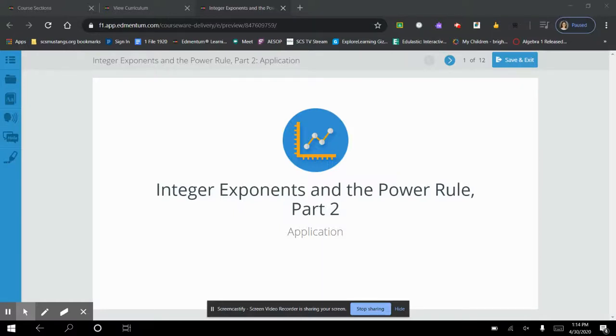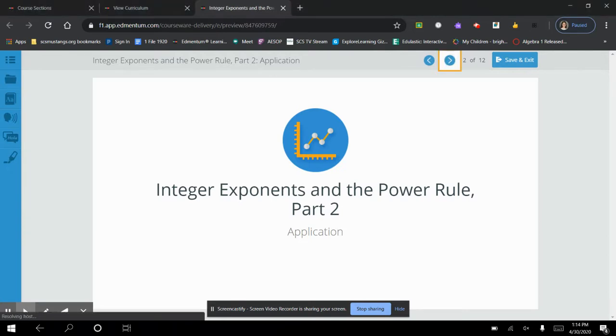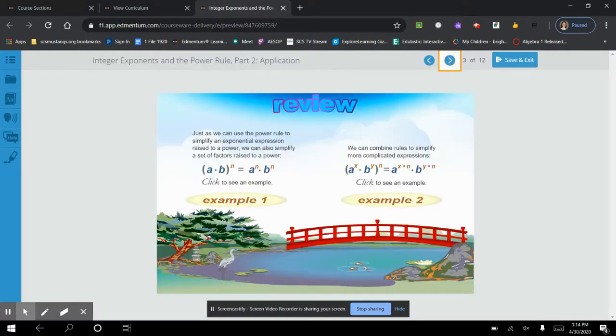Hey there, guys. In this video, we're going to take a look at our fourth lesson in Unit 3, looking at our integer exponents and power rule part 2. So going over to the review slide and taking a look, they give us the two cases that we could be working with. So they could give us something like a times b to the nth power, and that can be rewritten as a to the n times b to the n.